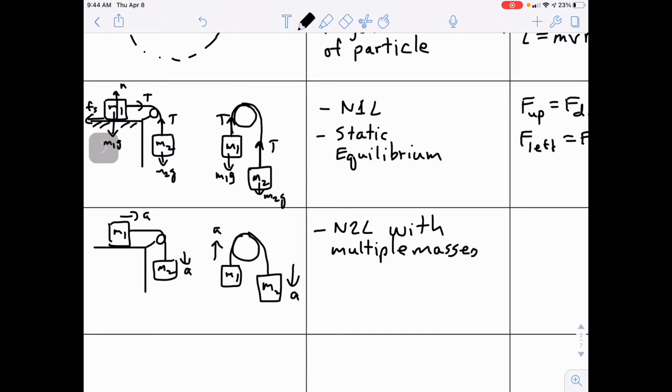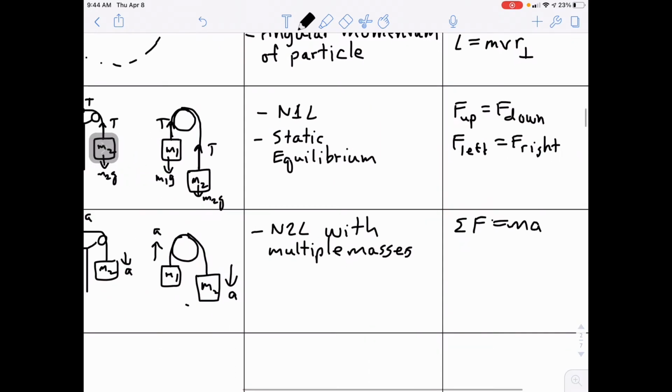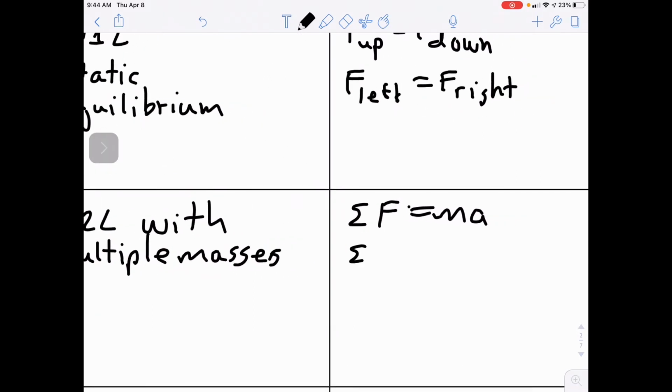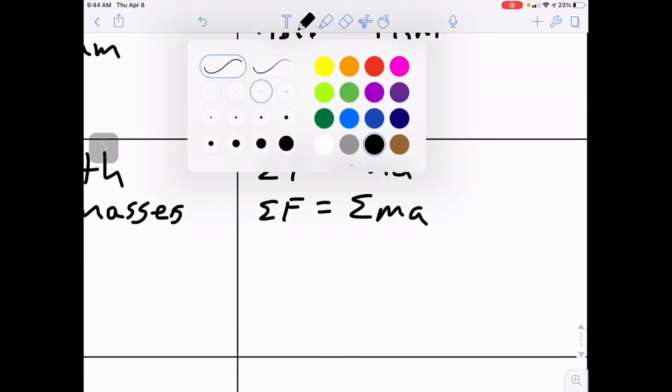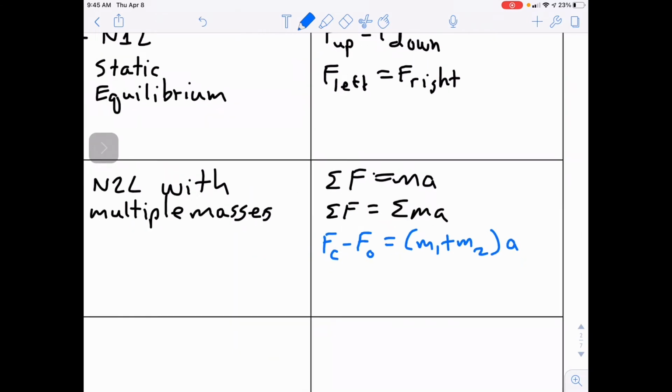Now, what does that mean? How do we apply that? Well, Newton's second law is applied as net force equals ma. But this time you have more than one mass. So you could actually apply this as net force equals total mass times acceleration, which in this case would be whatever the causing force is minus whatever the opposing force is equals all of the mass in the problem added together times A.